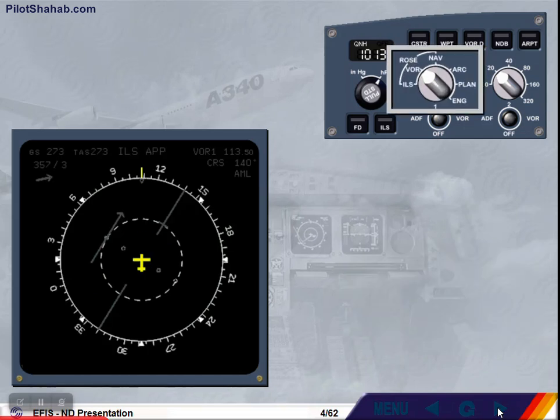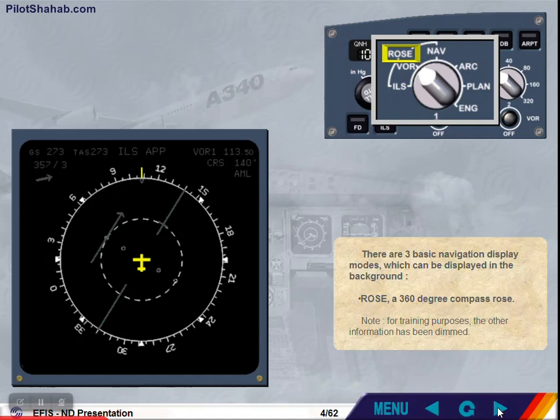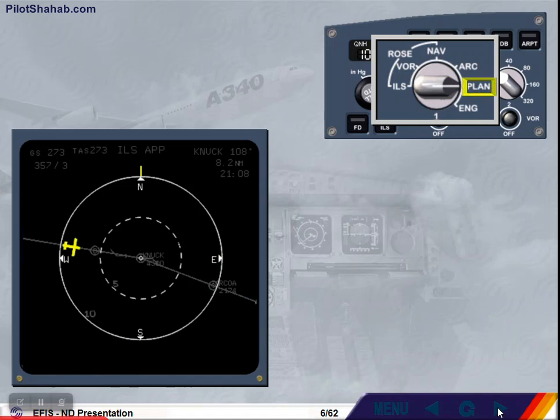There are 3 basic navigation display modes, which can be displayed in the background. Rose, a 360-degree compass rose. Note, for training purposes, the other information has been dimmed. Arc, a 90-degree segment. Plan, a map with north at the top. Before moving on to look at the individual modes, let's quickly look at some common information.